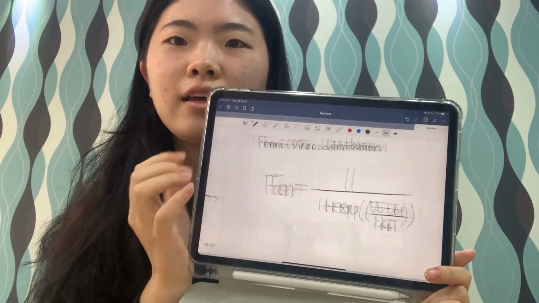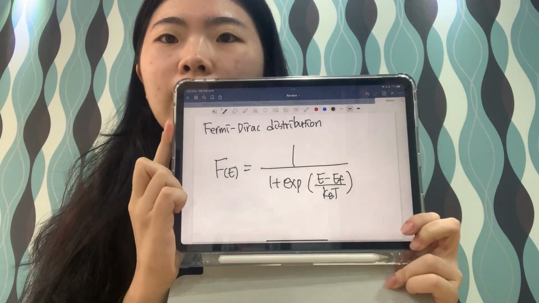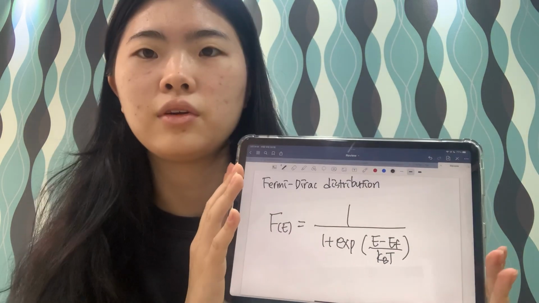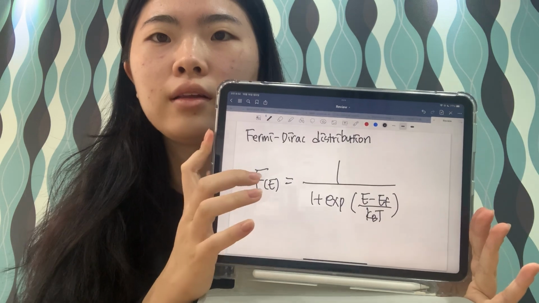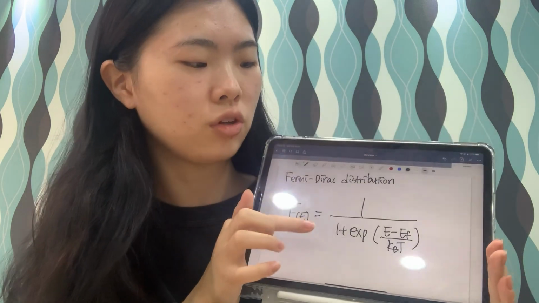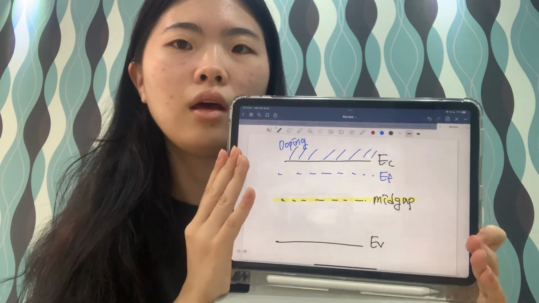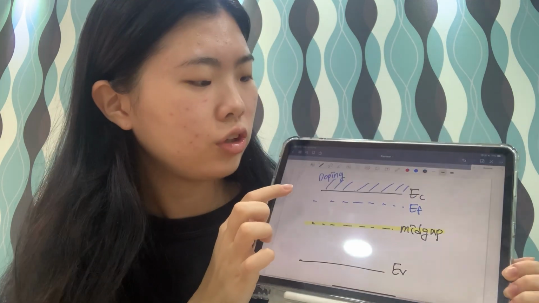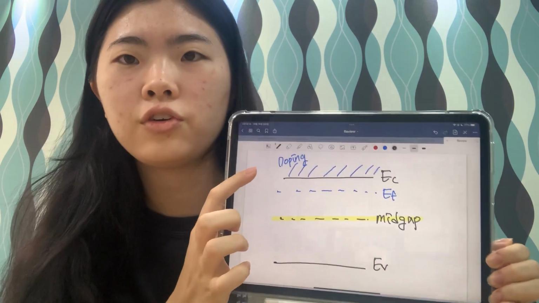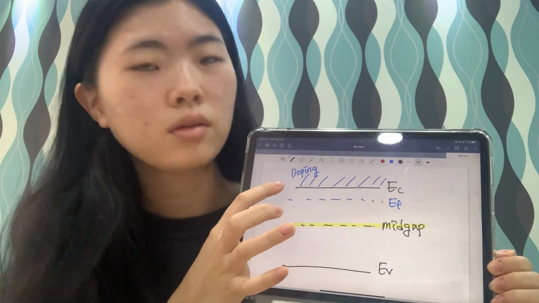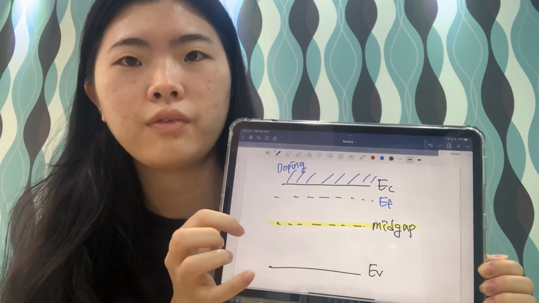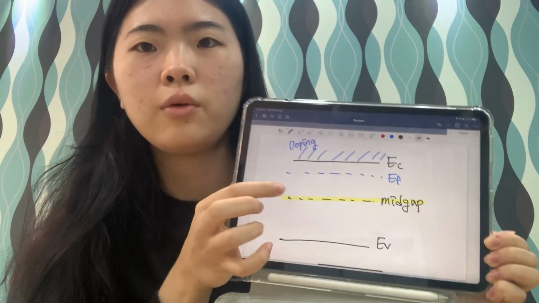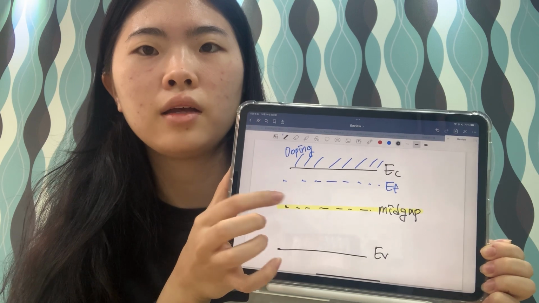Then let's talk about the Fermi-Dirac distribution. The Fermi-Dirac distribution can be calculated like this, based on this equation. Before we talk about it, we should know about the energy band gap. This is the conduction band and this is the valence band. The middle of those bands, we call this line the mid gap.